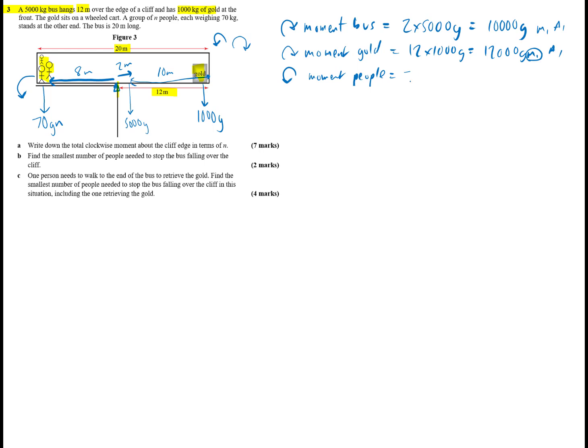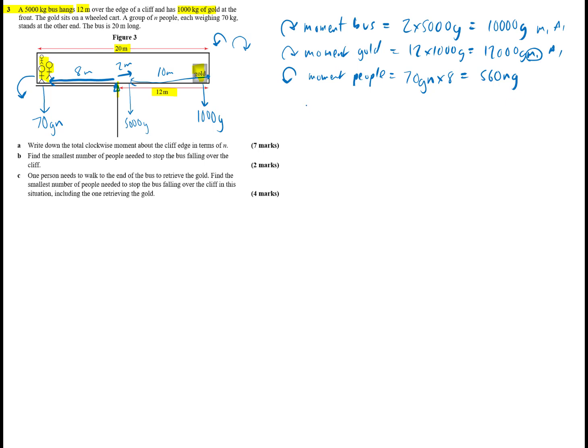So we get 70 g n times 8, which is going to be 560. I'm going to leave gravity at the end, so I'm just going to write 560 ng or 560 gn, the same thing. Right, that will get you a method mark and answer there.